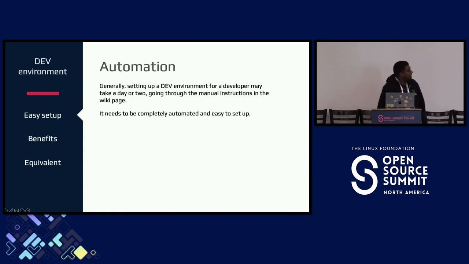How can an ideal dev environment be set up using automation? In my previous companies, I used to set up a dev environment using manual instructions, which can easily be automated using scripts. If a developer does that manually, it would take a couple of days. With an automated script, it would take less than 10 minutes to set up everything and its dependencies. And most importantly, it is equivalent to the production environment.